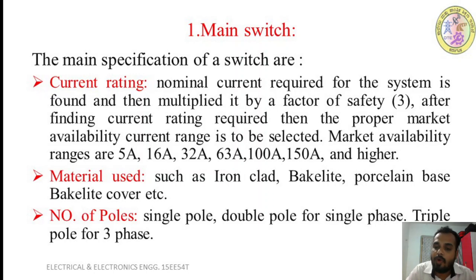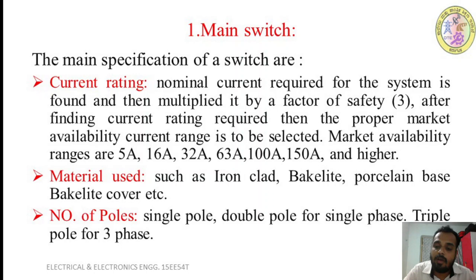So you have to calculate the system current for where you are installing the main switch. That system current you have to multiply by the factor of safety. Here we are taking the factor of safety as 3, but while calculating the size of the cable we took the factor of safety as 2. That point you must remember.